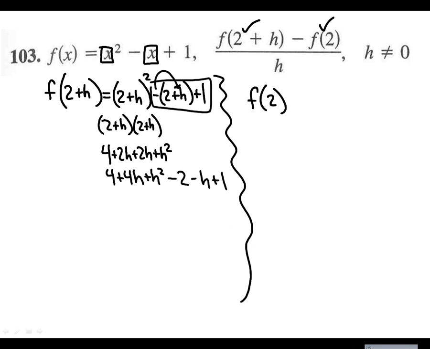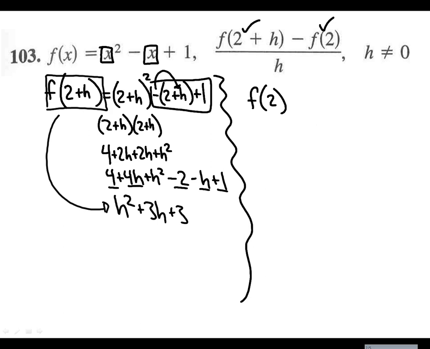Let's go ahead and clean this up. H squared. I have 4h minus h, so that's plus 3h. And then I have 4 minus 2 is 2, plus 1 is 3. So f of 2 plus h turns into h squared plus 3h plus 3. Let's go ahead and do the same steps for f of 2 and see what we get.